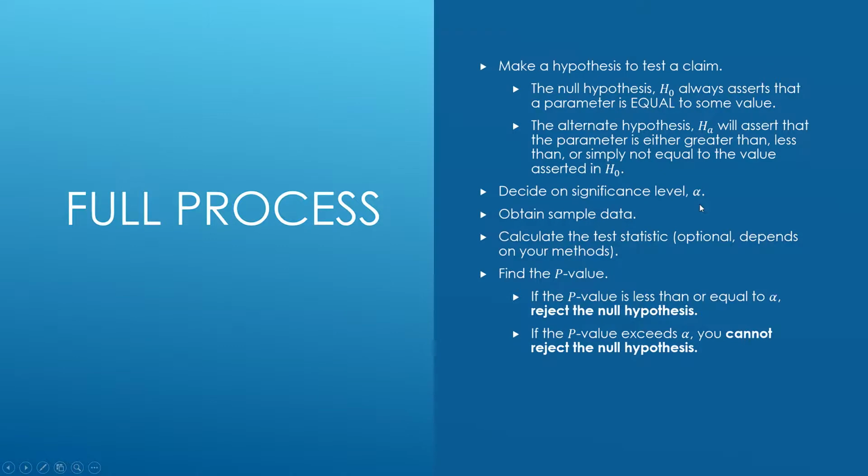We decide on our significance level. 0.05, if you've got nothing better to do. We get some sample data, whatever it is. And then we find the p-value, either using test statistics and table lookups or using technology. Either way, you get some p-value or critical area or whatever. And in either event, you get some p-value.